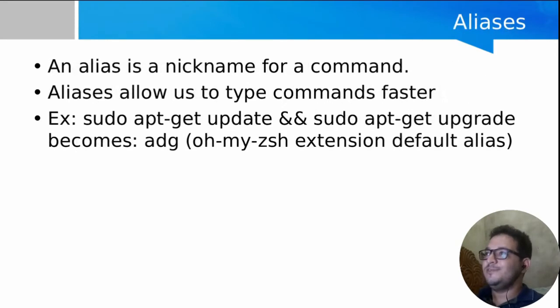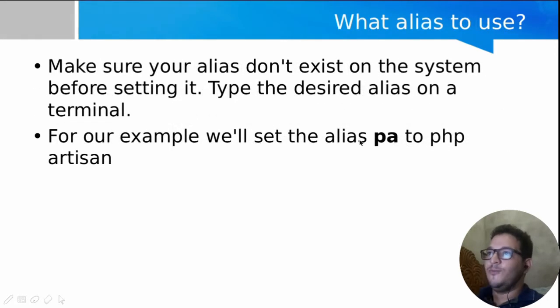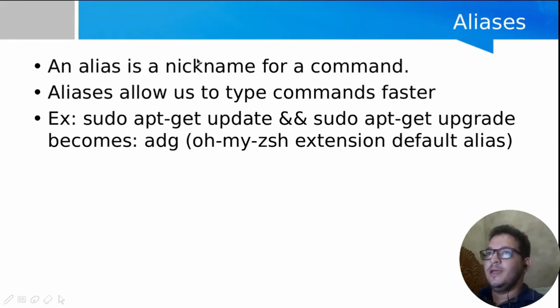So how are we going to do that? We do that with aliases. What is an alias in this case? An alias is a nickname for a command. For example, it allows us to type commands faster. I have this big command here. It is used to update my packages on Ubuntu, and it becomes ADG with an alias of an extension I use. They come installed in my system, so it's great. So instead of typing this enormous command here, I type just ADG and it does the same thing. I just have to type my user password for it to update, so it's really nice.